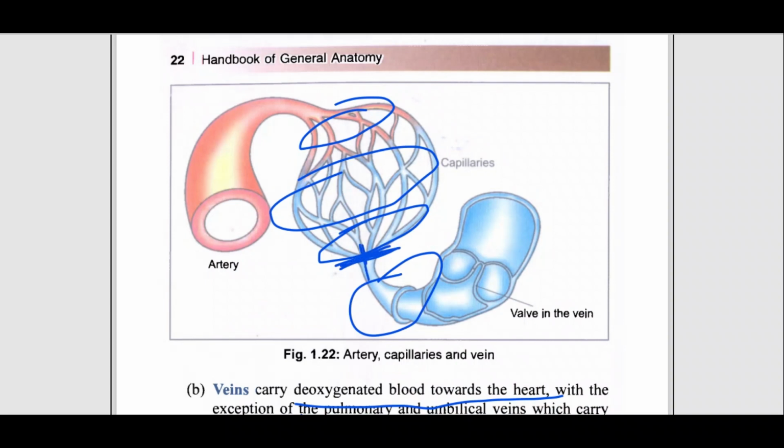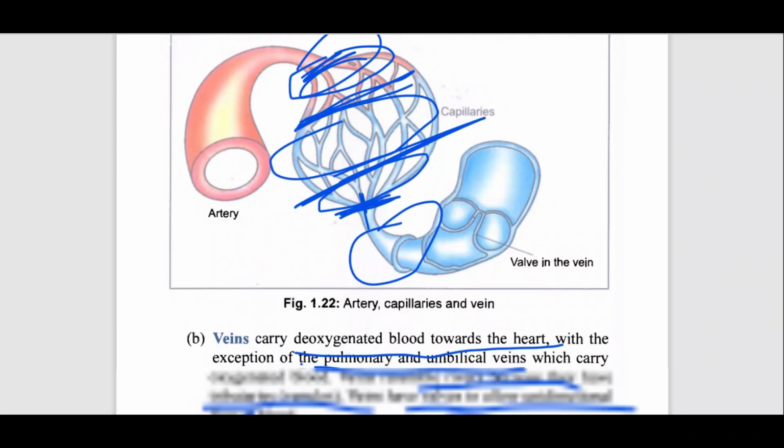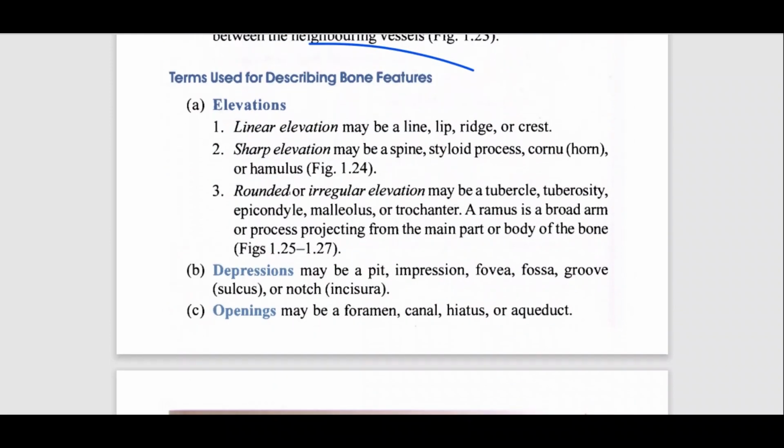This one is your anastomosis, which connects the capillaries to other blood vessels. This one is your anastomosis. This is pre-capillary. So sorry, this one is your pre-capillary anastomosis. This one is your post-capillary anastomosis.